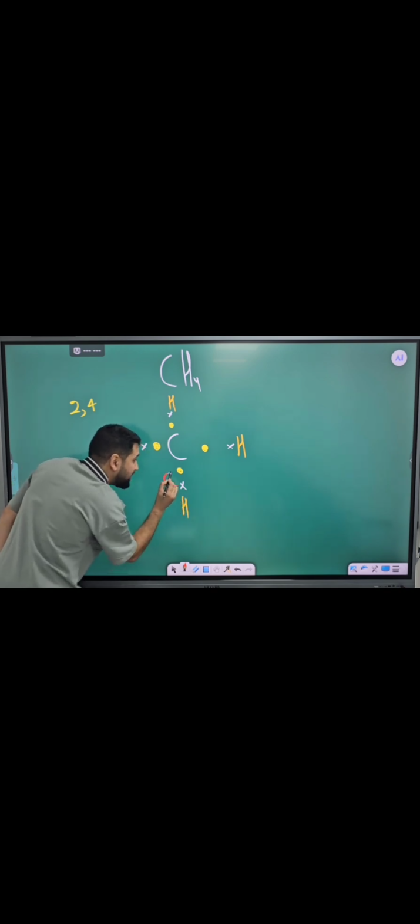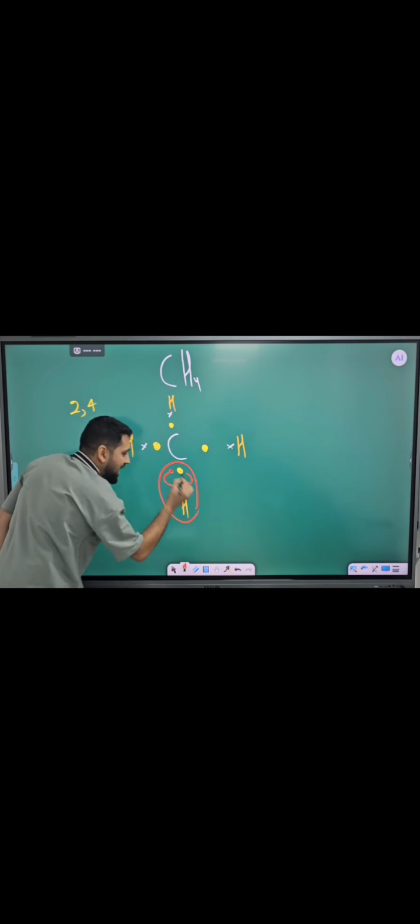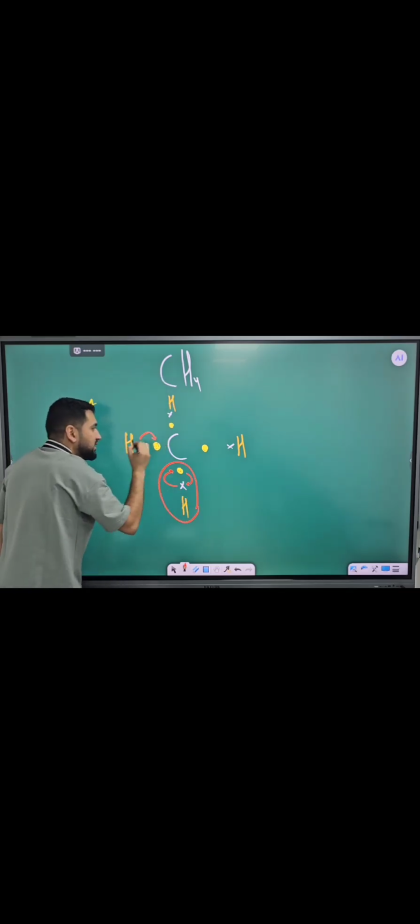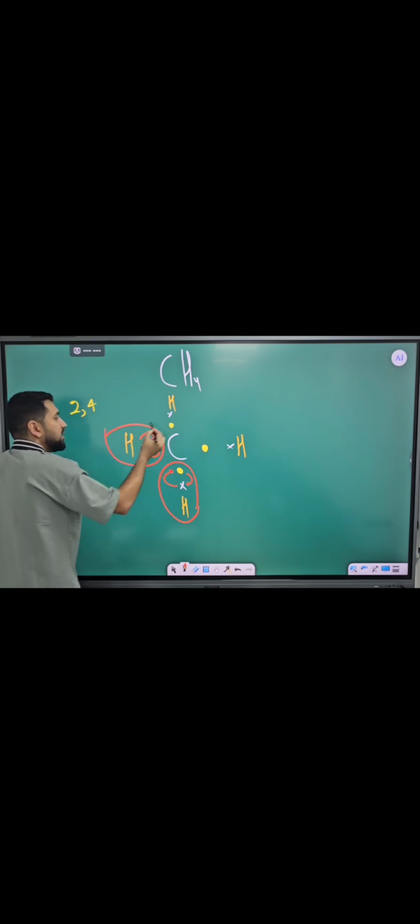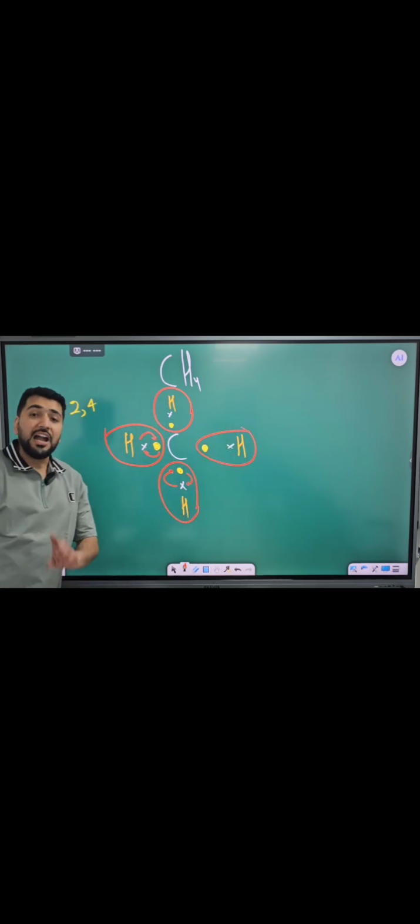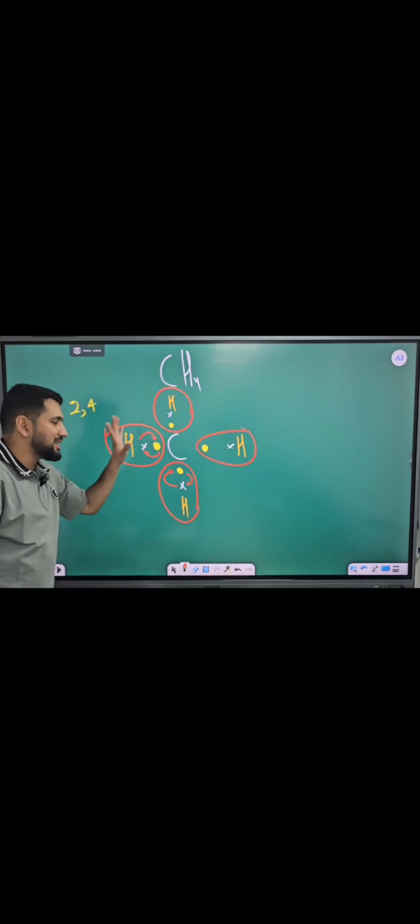This particular hydrogen will share its electron with the carbon, and in return will get an electron from the carbon. This way this hydrogen is stable. In the same way, this hydrogen will share 1 electron with the carbon, and in return will get 1 electron from the carbon. This way it is stable. So hydrogen needs 2 electrons in the last shell to gain stability.